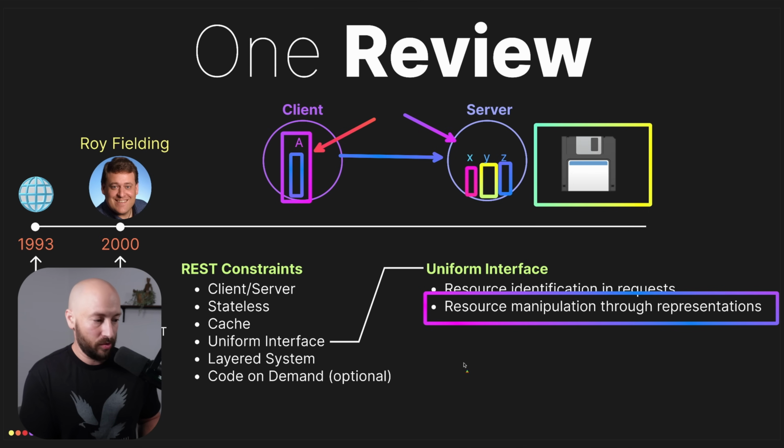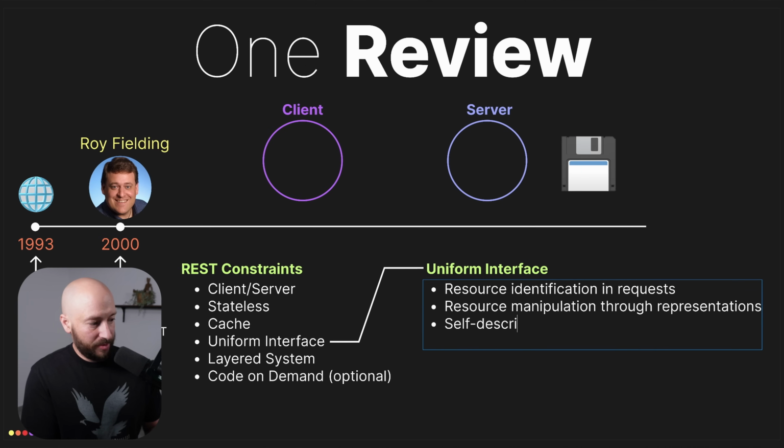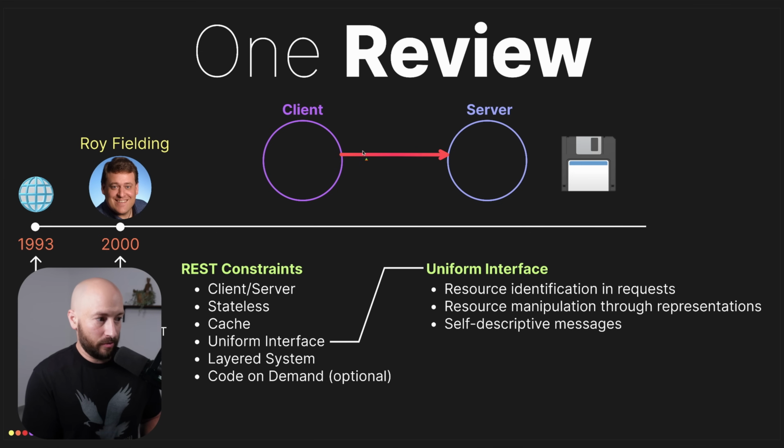The next one is self-descriptive messages, where basically when the client makes a request to the server, as part of the request, it needs to include all the information needed for the server to be able to parse and understand the message.